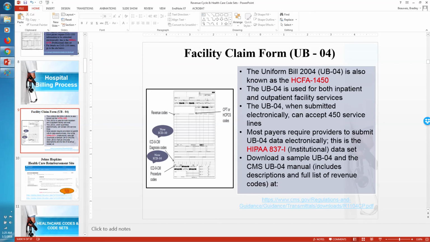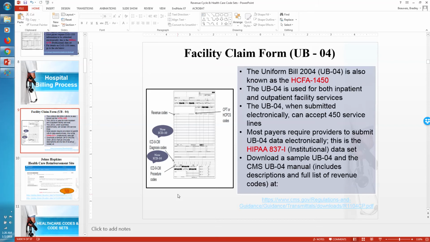Okay, now this is coming across electronically, like I mentioned before, and we can use this one if you want to actually download a sample UB04 and the manual that goes with it. I would encourage you to just know the forms, know the terminology. If you get placed into circumstances where you need to know more, you can reach out to me, but reach out to your financial services staff, your CFO, your controller, your billing office staff. They're going to be much more adept and well-versed in this content than you could ever hope to be right off the bat.